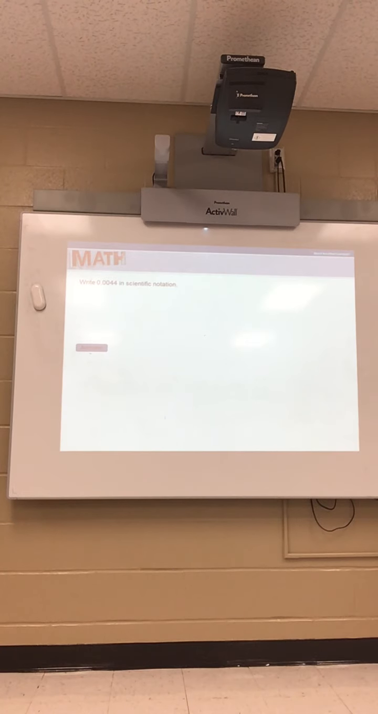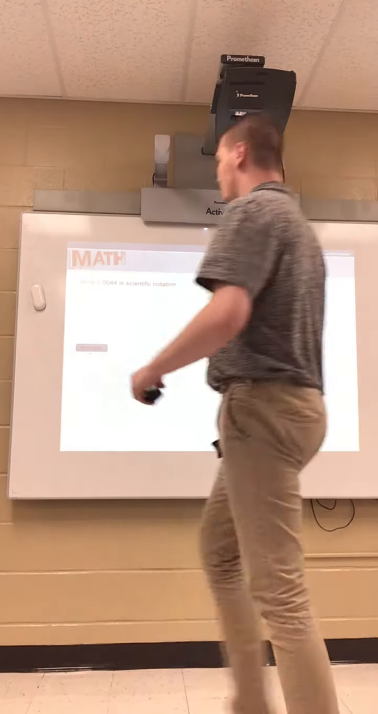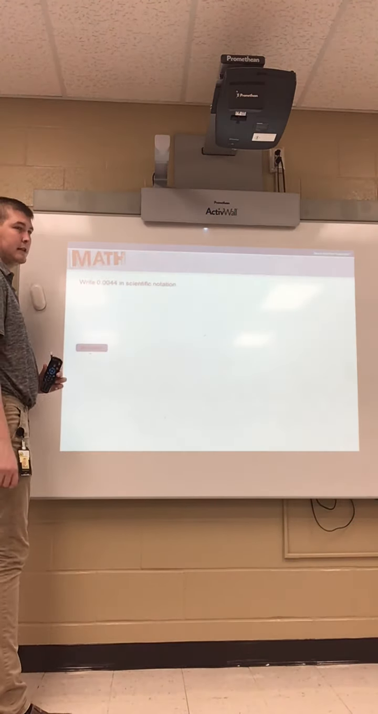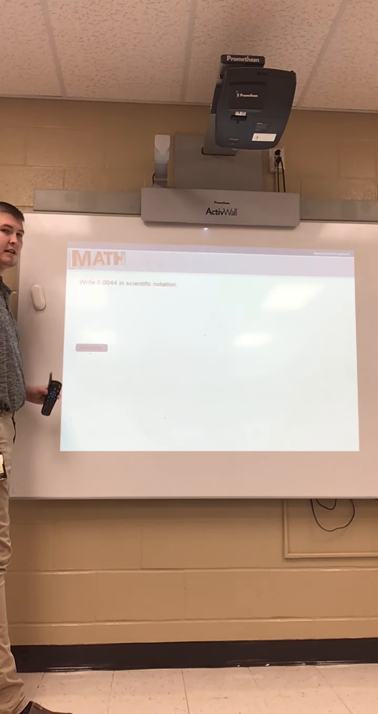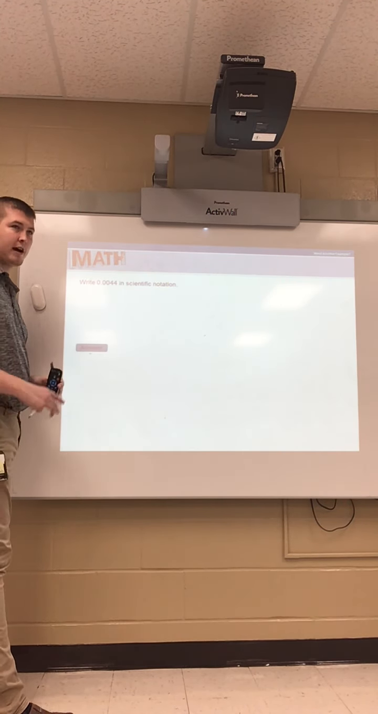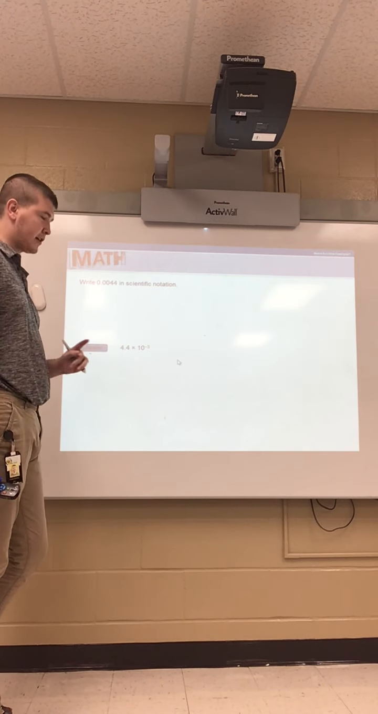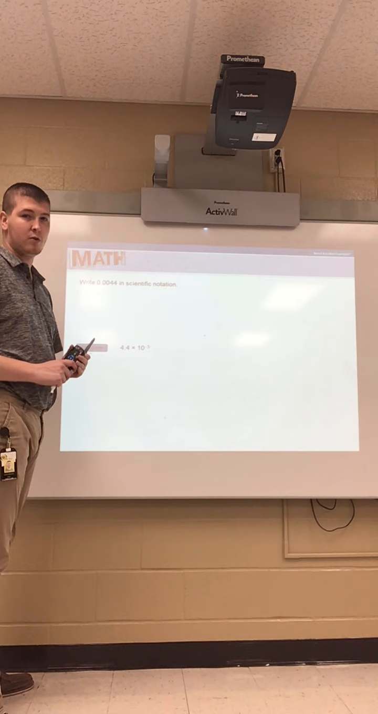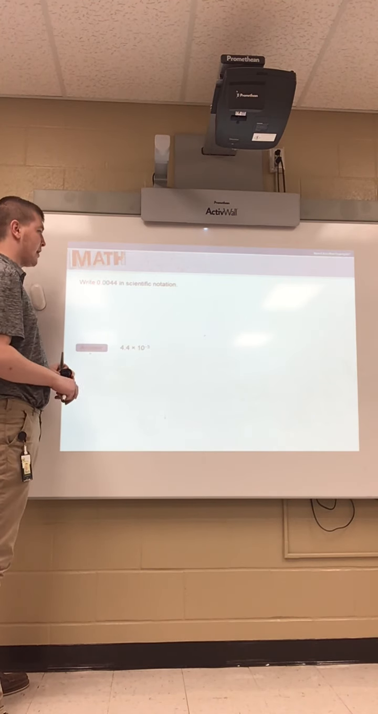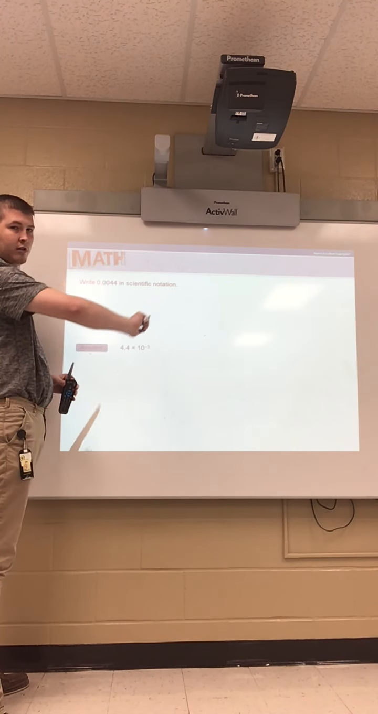Try that one on your own. So write 0.00, so 2 zeros, 44 in scientific notation. Try it. Push pause and then push play when you think you have it. You should get 4.4, because remember, it has to be between 1 and 10. So 4.4 times 10 to the negative 3rd power, because we came from the left.